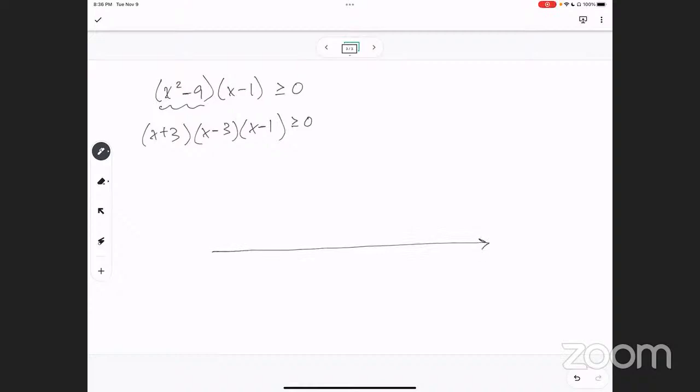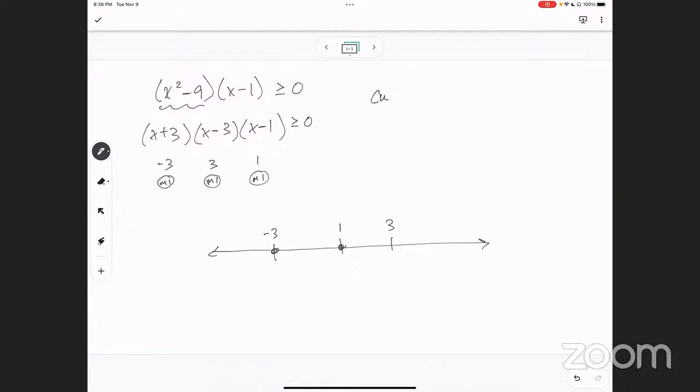I don't need my number line, my sign analysis. I know I've got a -3, I've got a +3, and I've got a +1. And what's the multiplicity of all of them? Odd. It's odd. Multiplicity 1, multiplicity 1, multiplicity 1. So here are my points: -3, +1, and +3.